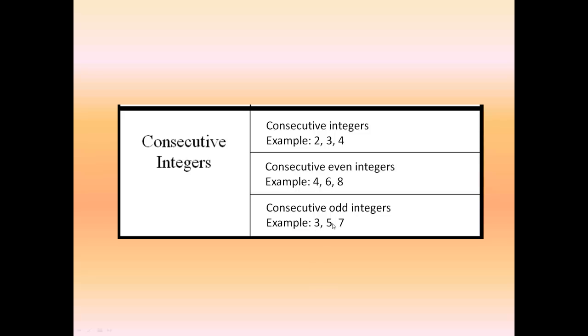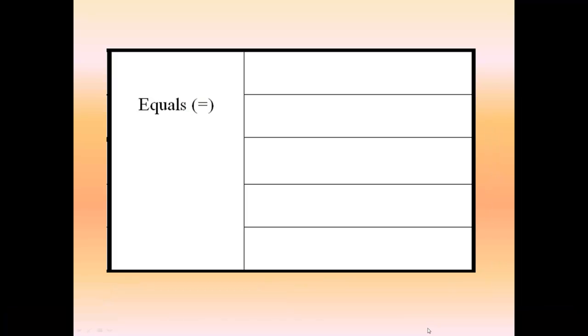3 plus 2 is 5. 5 plus 2 is 7. Let's look at our last operation word, equals. What are some words that mean equals? Well, obviously we have equals. The word is also means equals in a word problem. You may also say yields, amounts to, or the result is.